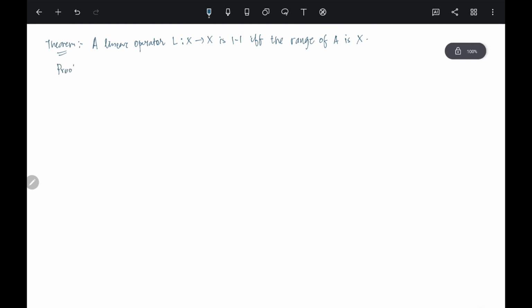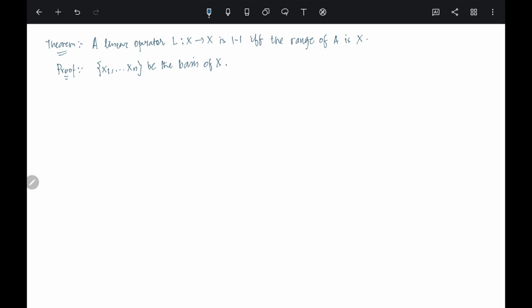Let's look at the proof of this thing. Very simple proof, but let's look at it. Let's say we start with a basis of x. Let x1, ..., xn be the basis of x. Now, since A is linear, right?